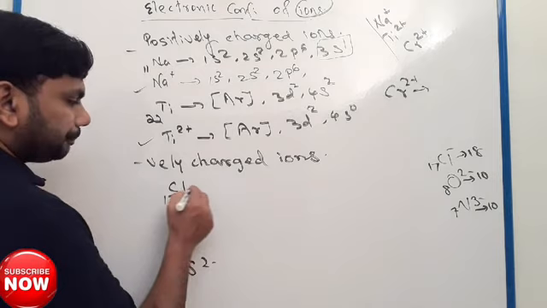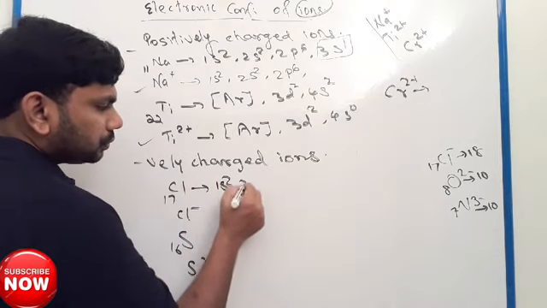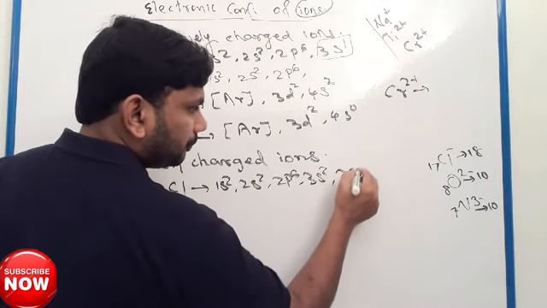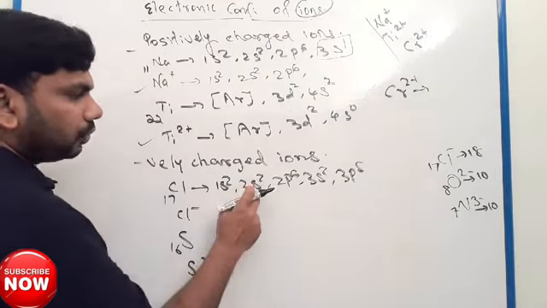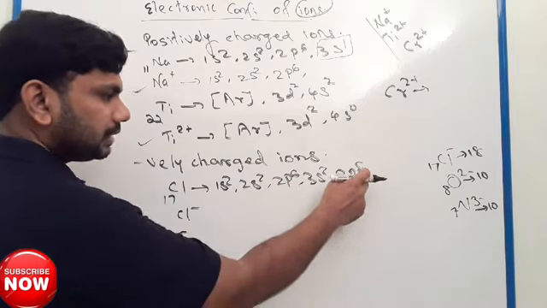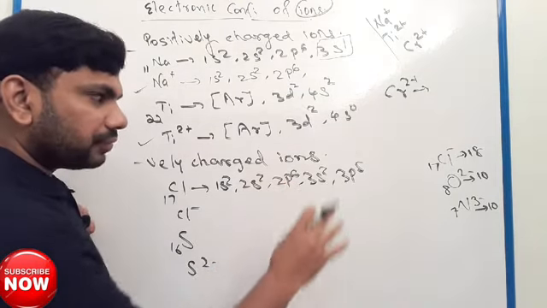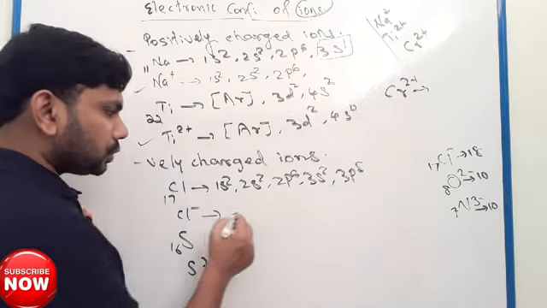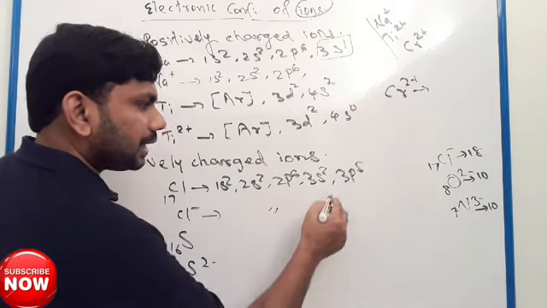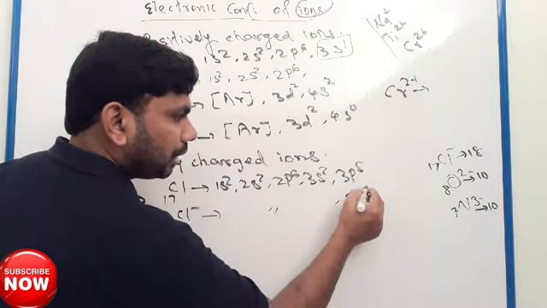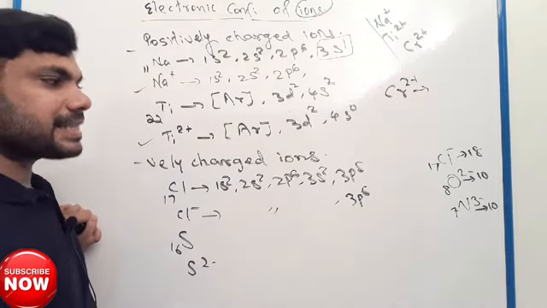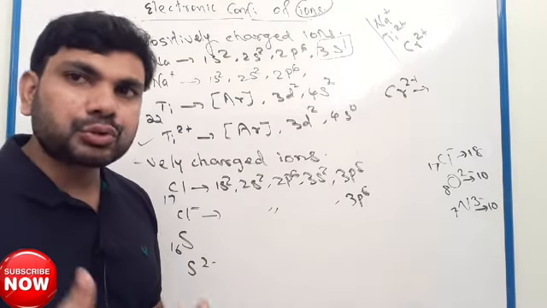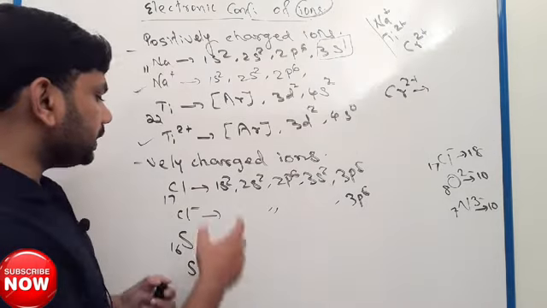Okay, so here chlorine: 1s2, 2s2, 2p6, 3s2, 3p5. Cumulatively 2, 4, 10, 12, 17. This is the subshell electronic configuration of chlorine. Cl minus means 1 more electron, so you have to repeat all this, and at the end there will be 1 more electron: 3p6. Actually, in 3p5 we have to add 1 more electron because it is Cl minus.